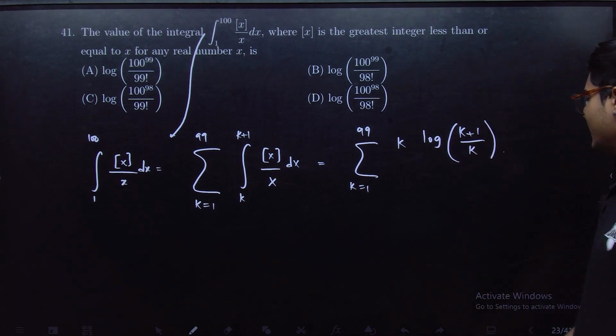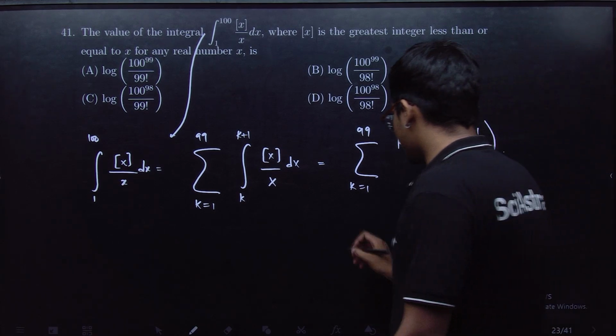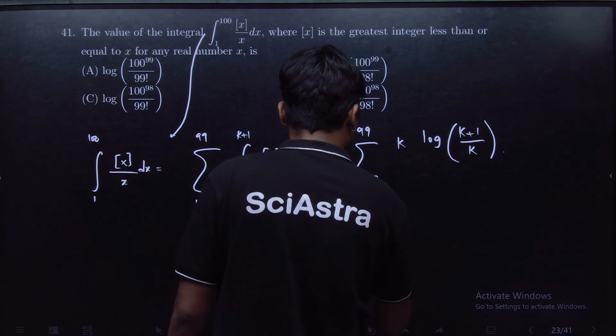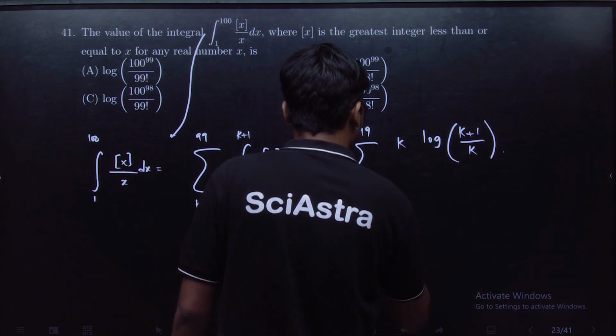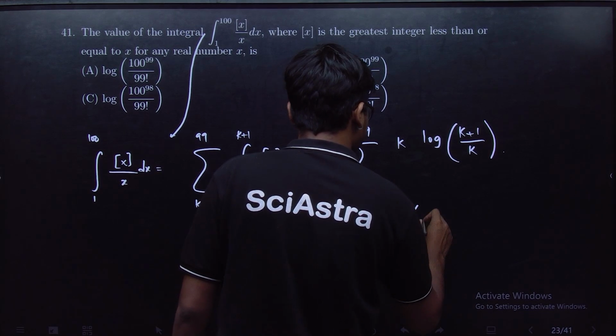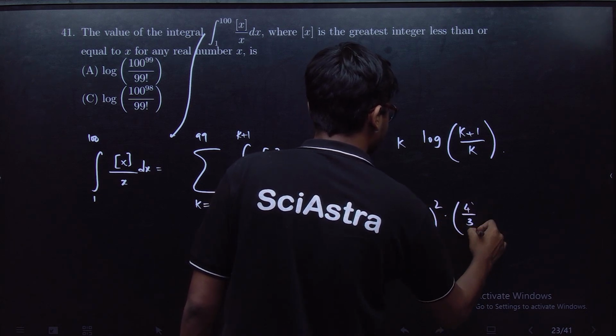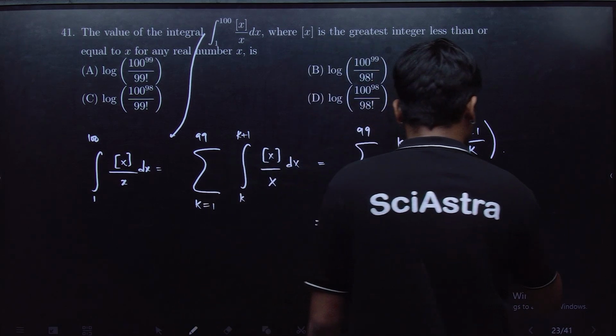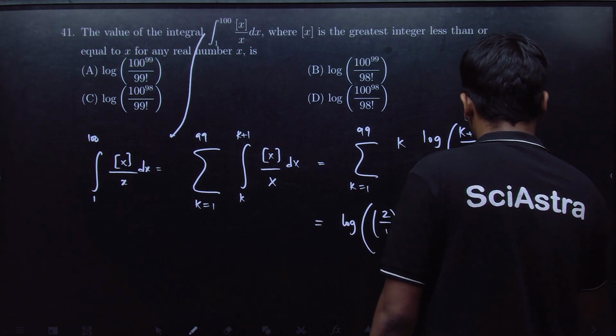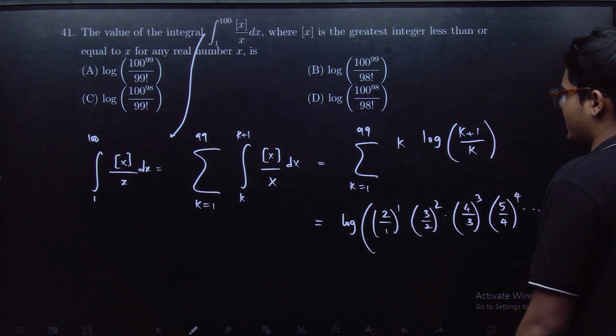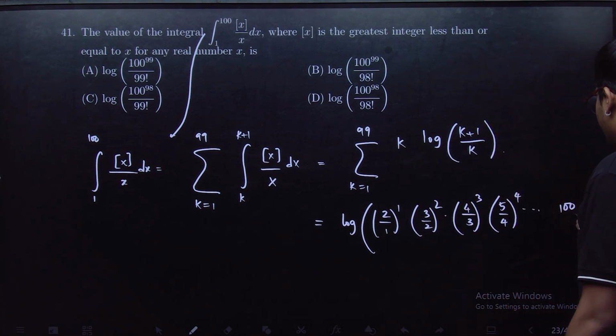Okay, so it's basically k log of (k plus 1) by k, right? Now if I substitute this and find the final sum, it's going to be log of (2 by 1) to the power 1, times (3 by 2) squared, times (4 by 3) cubed, times all the way to the last term, which is going to be (100 by 99) to the power 99, right?